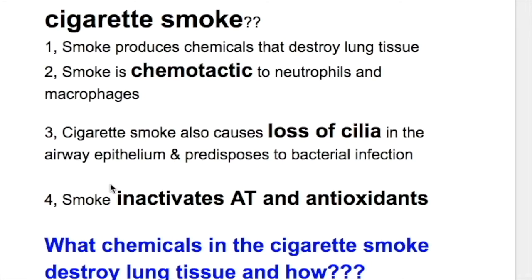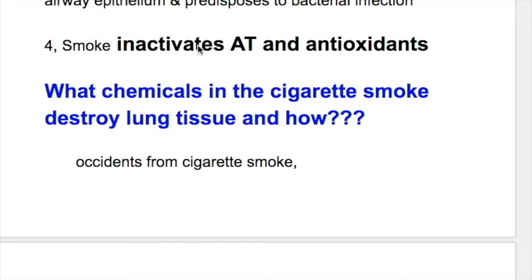Cigarette smoke produces chemicals that destroy lung tissue. Number two, smoke is chemotactic to neutrophils and macrophages. Number three, smoke also causes loss of cilia in the airway epithelium and predisposes to bacterial infection. Number four, smoke inactivates antitrypsin and antioxidants.